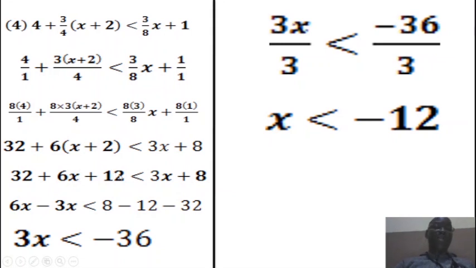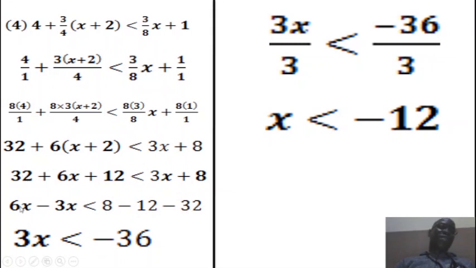Then remember what I said. Collect variables to the left hand side, constants to the right hand side. So that 6x minus 3x will be here by subtracting 3x from both sides. 8 is already on the right hand side. 12 has to go to the right hand side by subtraction. 32 has to go to the right hand side by subtraction.